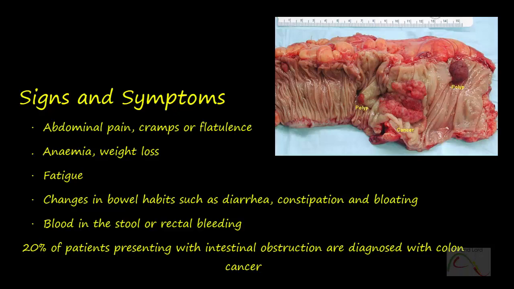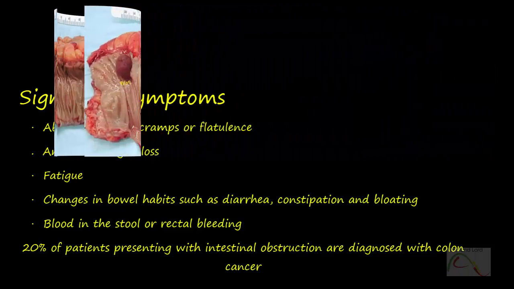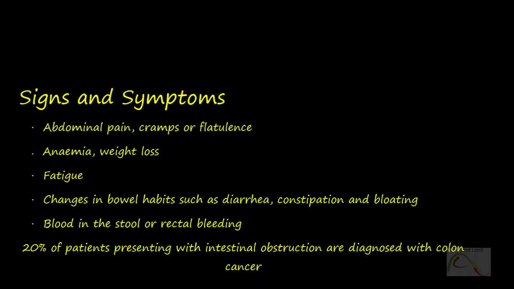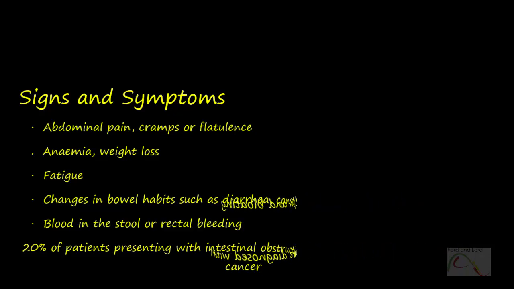Various methods of colon cancer screening are available to find polyps or cancer at a time when it is not too late. Symptoms may include blood in the stool or rectal bleeding, anemia, abdominal pain, cramps or flatulence, fatigue, changes in bowel habits such as diarrhea, constipation, and bloating. 20% of patients presenting with intestinal obstruction are diagnosed with colon cancer.